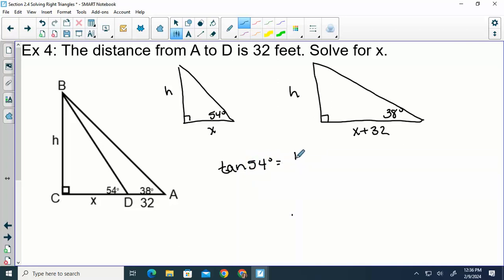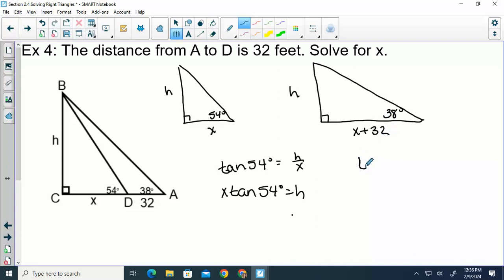So I could say the tangent of 54 degrees equals H over X. So you could multiply over the X, but we're kind of stuck because we don't know X and we don't know H. Let's go to the second triangle.